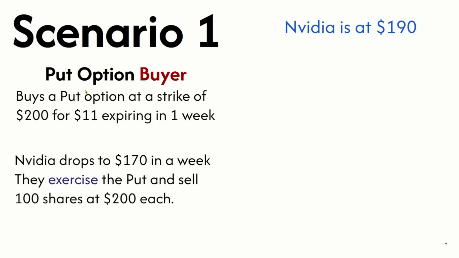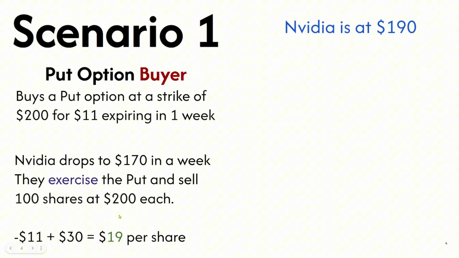So the put buyer, they exercise the put option. And exercise means that they take action on it. So they don't just let it expire worthless. They don't just let the week go by and do nothing. They exercise the put near the end of the week. And this allows them to sell 100 shares at $200 each.